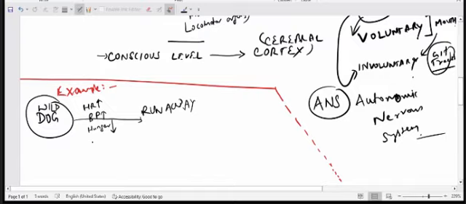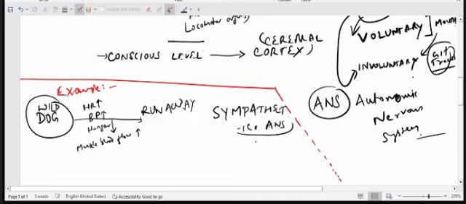Correct? And there is something called muscle blood flow. I hope you know that. That will increase because of the heart rate and BP, right? And you will run away. Okay. So this was the part of what? Sympathetic part of ANS. Correct? You ran away from the dog.